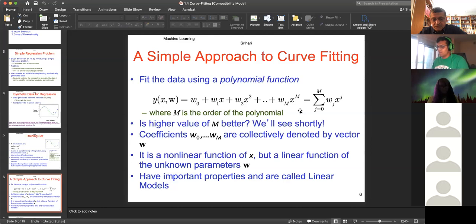All right. Coefficients w0 through wm are collectively denoted by the vector w. And we say that y is a nonlinear function of x, we have x squared and so on, but a linear function of the unknown parameters w. So we have a linear function of these parameters.